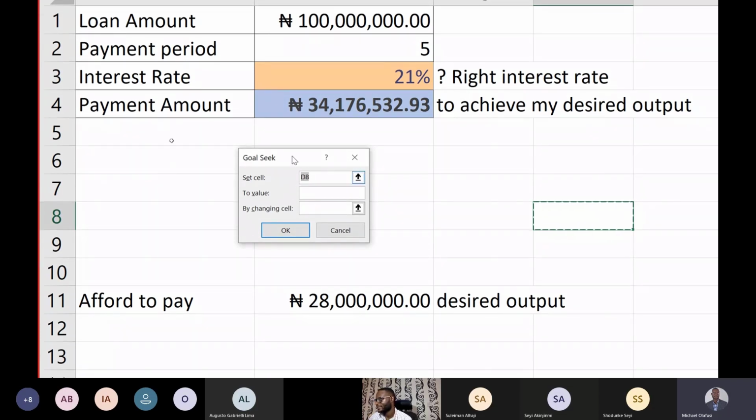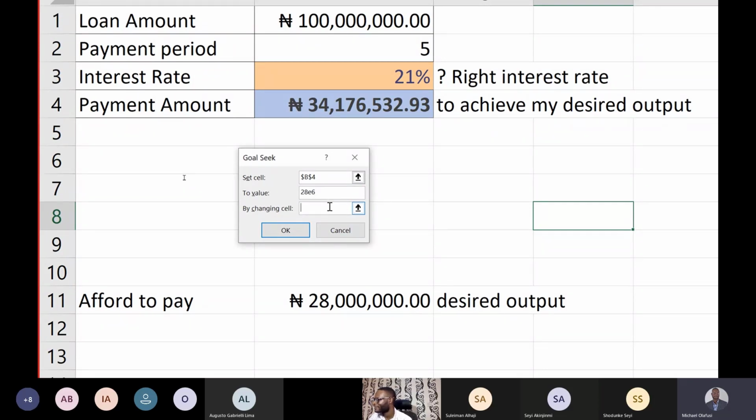We want to set the output cell. The output cell in this case is my payment amount. I want to set it to what value? The amount I can afford to pay, my desired output. My desired output is 28 million. In Excel, you can do 28E6, E the number of zeros. Okay, so I set it to my desired value. This 28E6 you are seeing is 28 million. I don't have to be counting the zeros. So that's a shortcut I'm showing us.